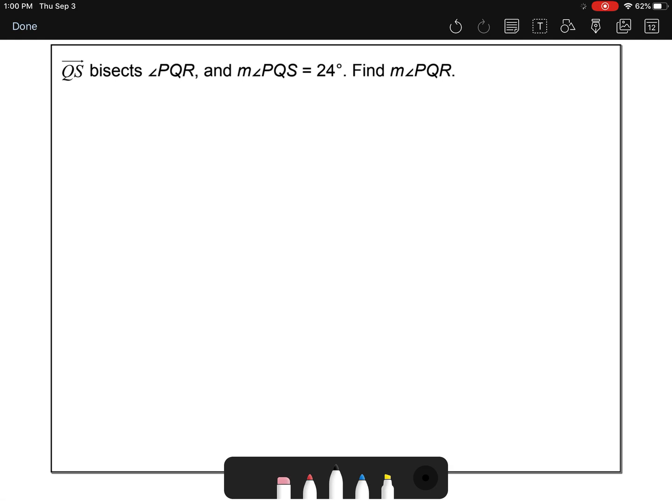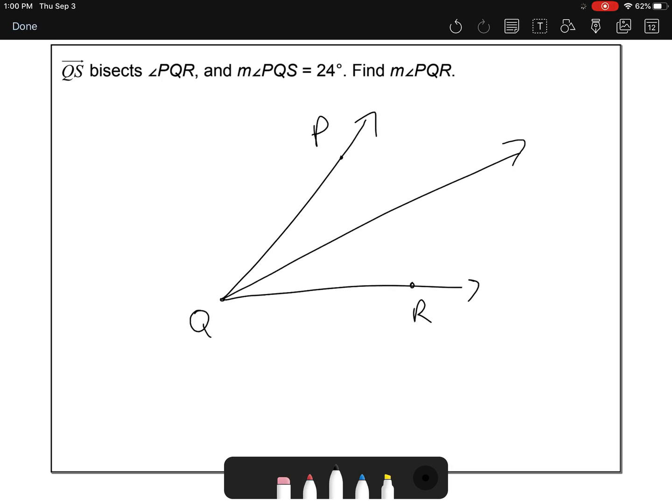Okay, now these last two we're going to have to think about. We've got some terms we're going to throw in before we solve them. First of all, ray QS bisects angle PQR. Okay, so let's just draw PQR. When in doubt, draw a picture. Now it says ray QS bisects this angle, so it cuts it in half. So I'm going to try to cut it in half as easy as possible.